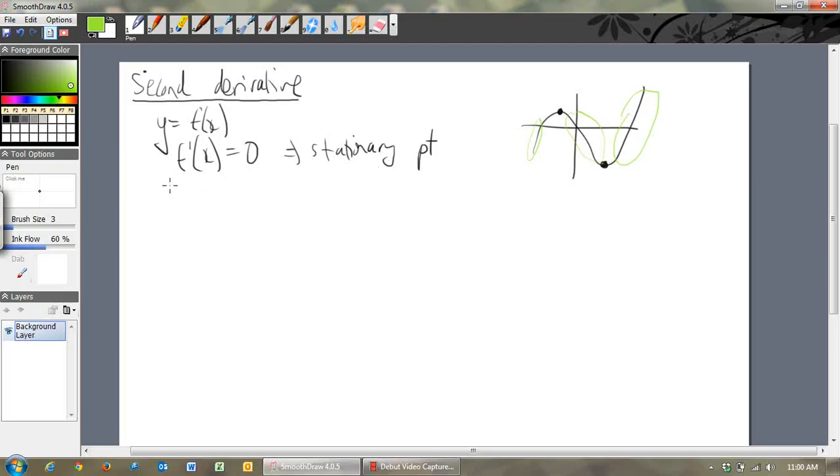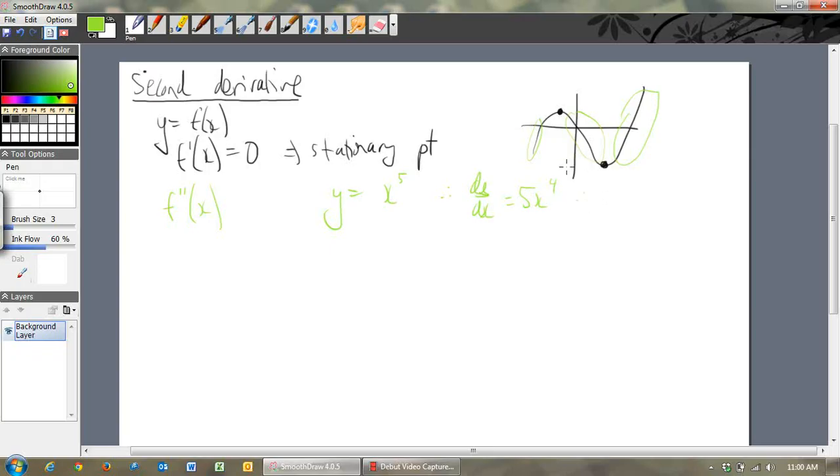What adds to the value of it is finding the second derivative, which we write as f double dashed of x. So if you have y is equal to, let's just say x to the power 5, then your derivative dy by dx is 5x to the power 4.